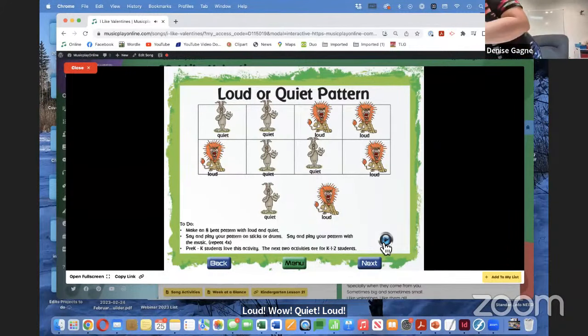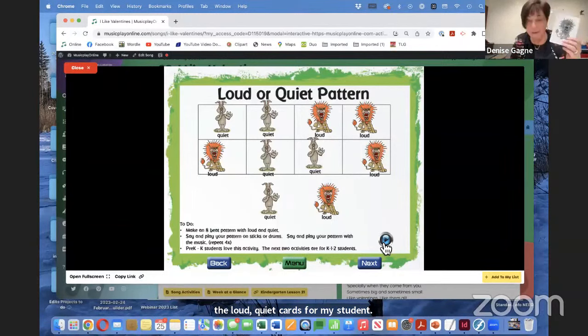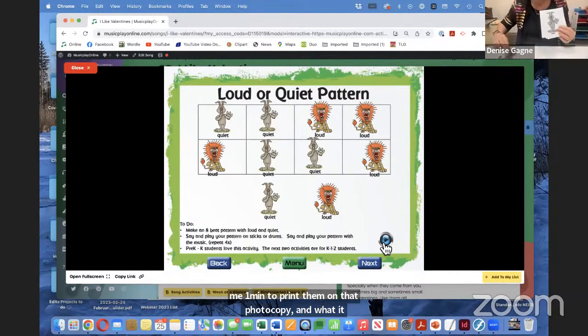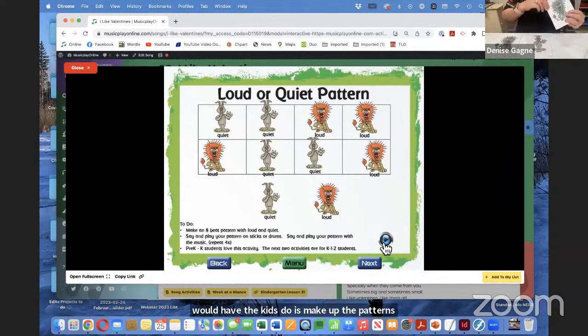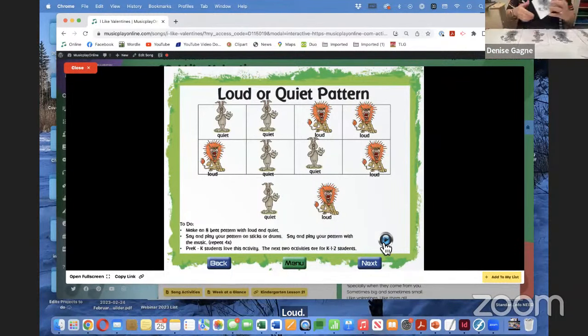So I would bring in the loud, quiet cards for my students. I didn't print these in color, but honestly, this took me 1 minute to print them on the photocopier. And what I would have the kids do is make up the patterns. So loud, quiet, loud, quiet. And then we would do it. I'm just going to do four. And then we might play it on instruments.